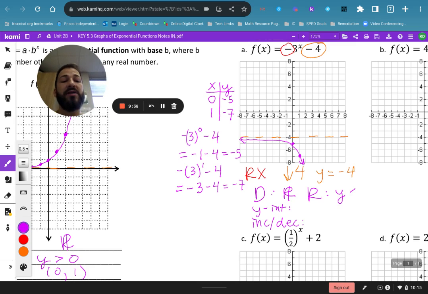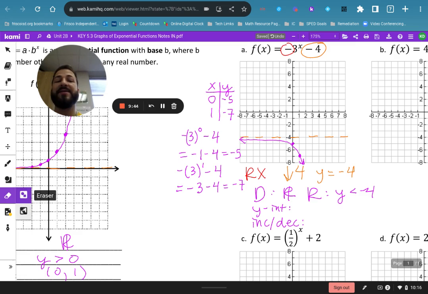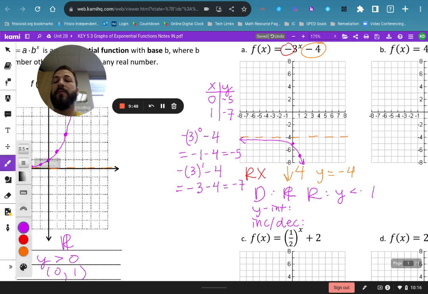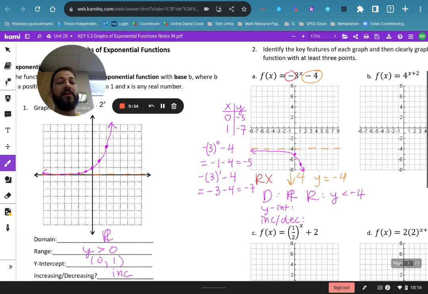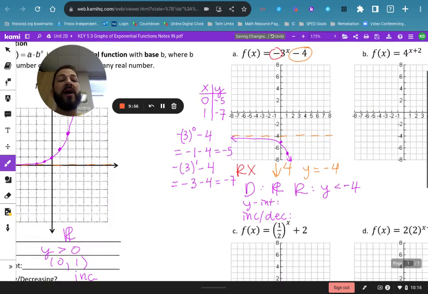So your range is always going to be affected by 2 things, a shift up or down, as well as any reflection, which is going to switch that inequality sign to less than or greater than whatever the value of the asymptote is. Okay. Then for our y-intercept, we are now crossing the y-axis at -5.